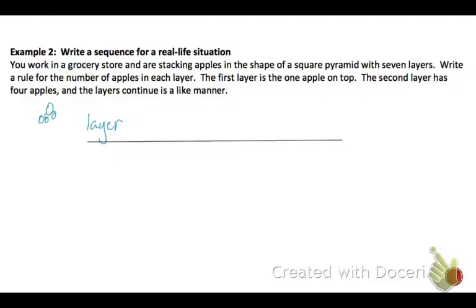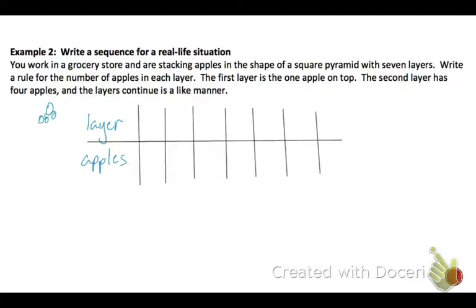So let's make a table, layer compared to apples. I'm going to give myself enough space for 7 layers. So I know that my first layer has 1 apple, my second layer has 4 apples. So I'm looking at a pattern, and I notice if I take my number of layers and square it, then I get my number of apples. So my third layer would be 9, and if I'm picturing that, that would actually work. That would be enough apples to support the layer above it. 4 squared is 16. The 5th layer would have 25 apples. The 6th layer would have 36 apples, and the 7th layer would have 49 apples.